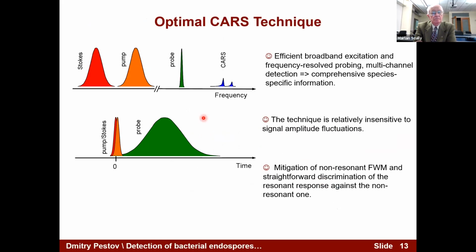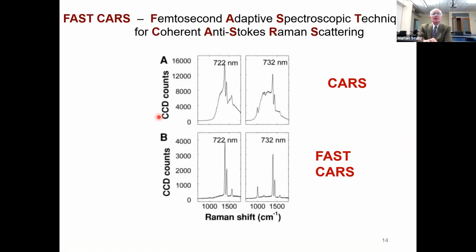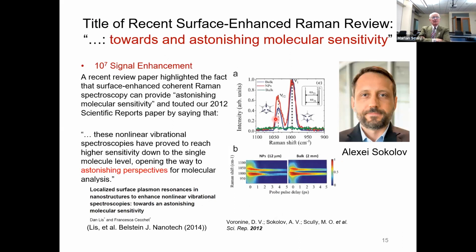So what you want to do is to turn on the pump and Stokes and then turn those driving fields off and turn on a probe, which is very sharp in frequency. And you'll now find a signal, which is indicated here, a femtosecond adaptive signal, and it's very sharp compared to the CARS signal. And that's what we have been using for the last decade and more, first for anthrax and then for many other applications.